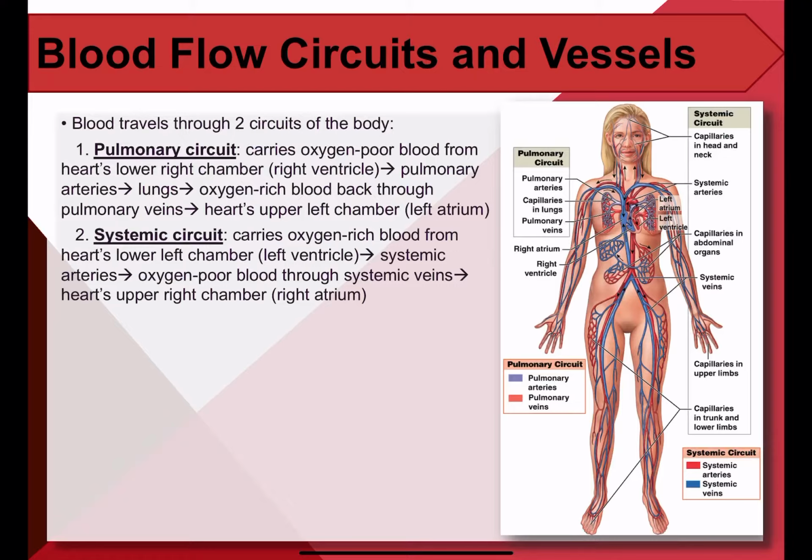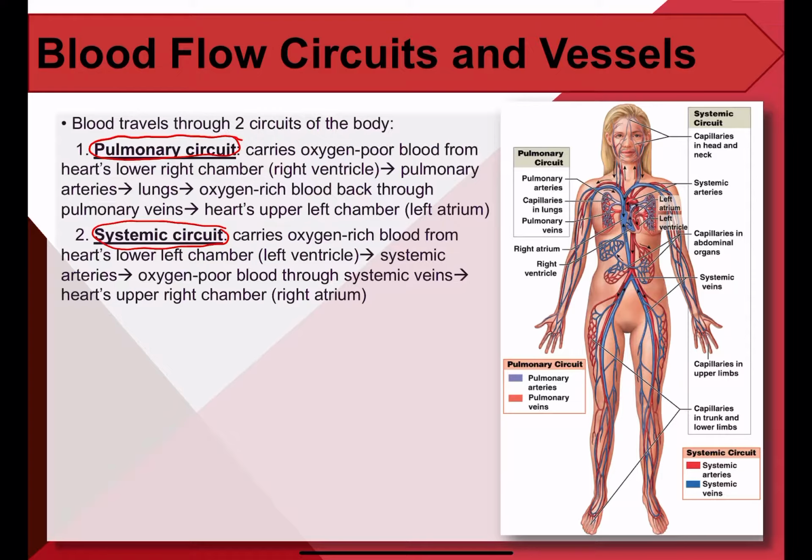So there are two main circuits of the body that blood has to travel through. One is called the pulmonary circuit, and the other one is called the systemic circuit. The name itself tells you where the blood travels to. Pulmonary usually has to do with the lungs. So the pulmonary circuit is for blood to travel between the heart and the lungs.